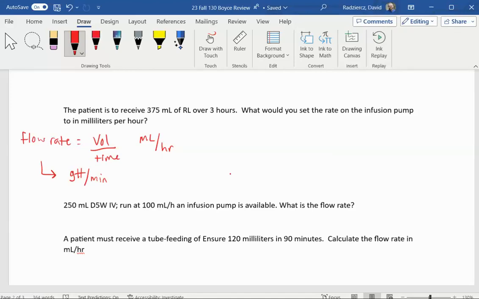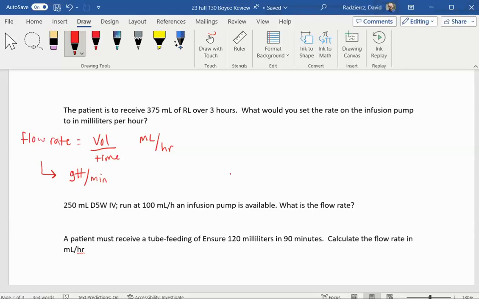All right, so let's talk about this question here. It says patient is to receive 375 milliliters Ringer's lactate over 3 hours. Then what would you set the infusion pump to? Sometimes that might be all it says, what would you set the rate of the infusion pump to, and it won't tell you milliliters per hour.